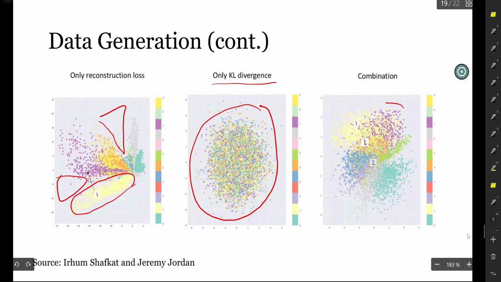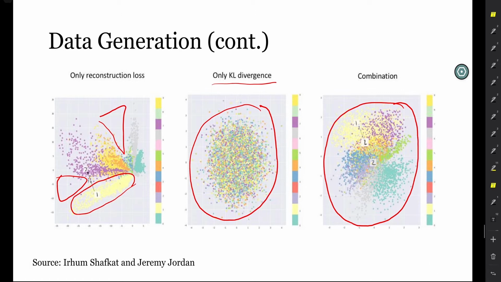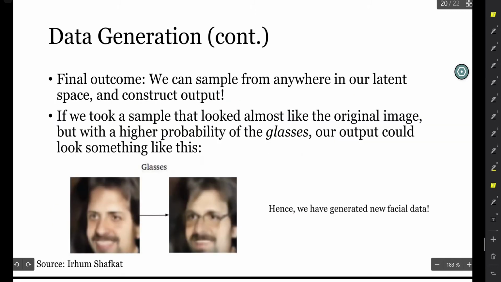Using a combination of both of these, we'll have both clusters and a normal distribution so that we're able to both reconstruct our data from the important latent variables and sample from all points within the distribution. If we had a picture of a man without glasses as our input, and we sampled from our distribution with a glasses variable at a very high probability, we could expect our new image to be reconstructed with glasses, hence generating new facial data using our autoencoder.